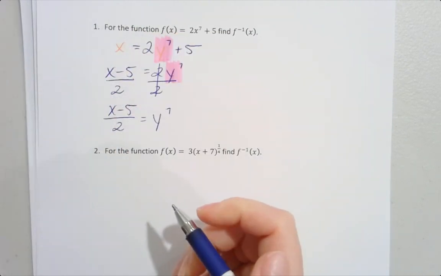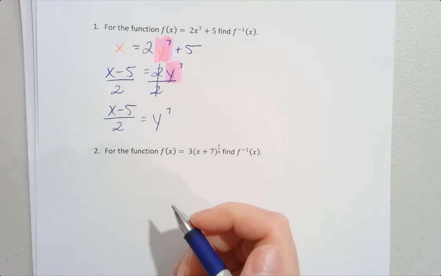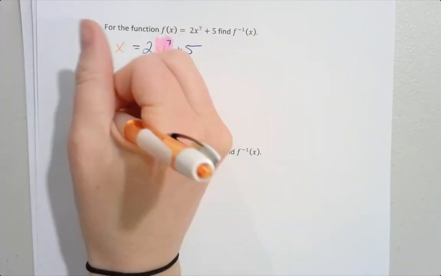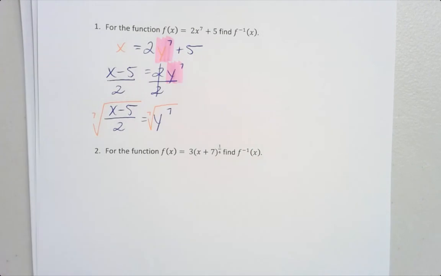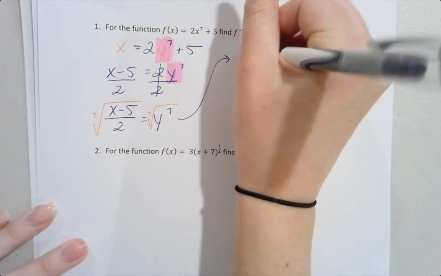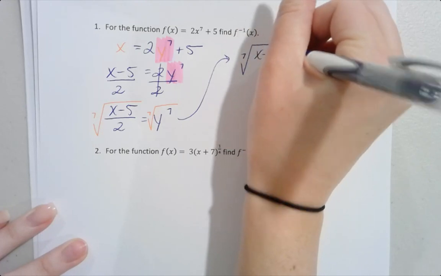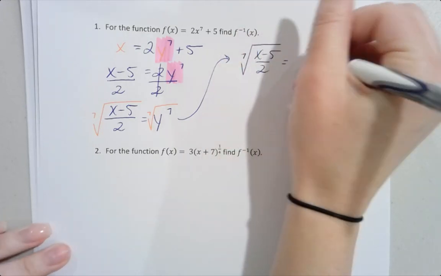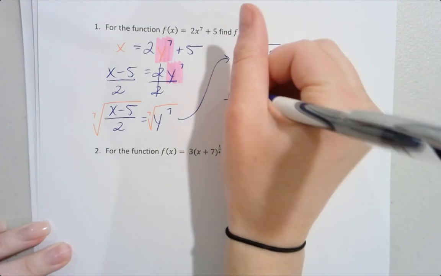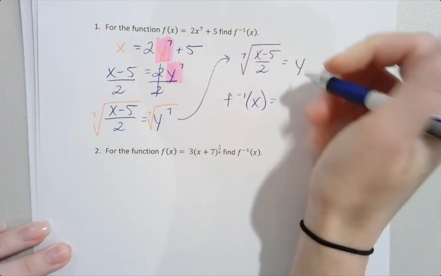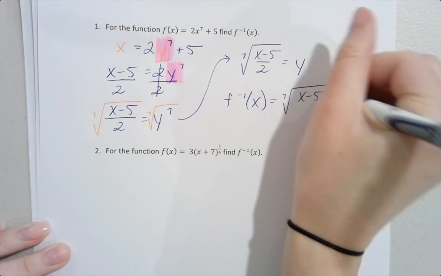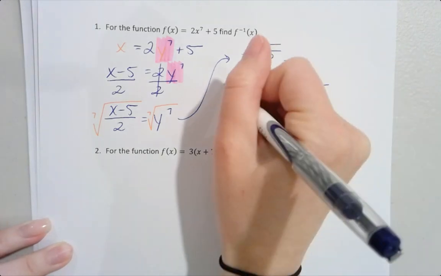And now I can finally get rid of that pesky 7th power. Remember, this is just like a problem we did earlier. I'm going to use the 7th root to get rid of the 7th power. So I've got the 7th root of, make sure you get that entire fraction underneath, x minus 5 all over 2 is equal to y, and we're just going to rewrite that in function notation. So f inverse of x is equal to the 7th root of x minus 5 over 2, and we're done.